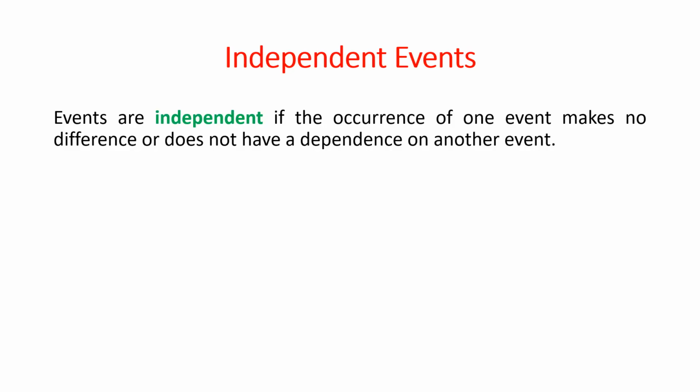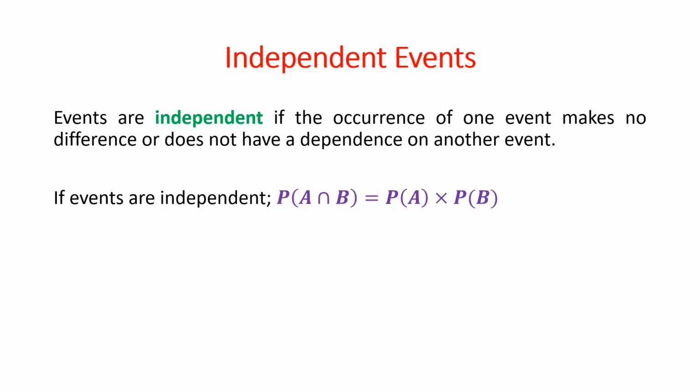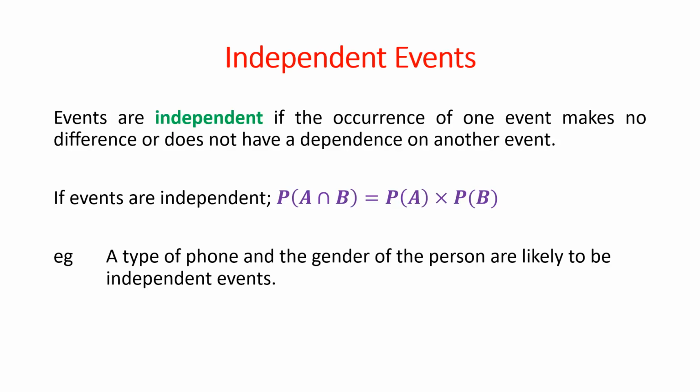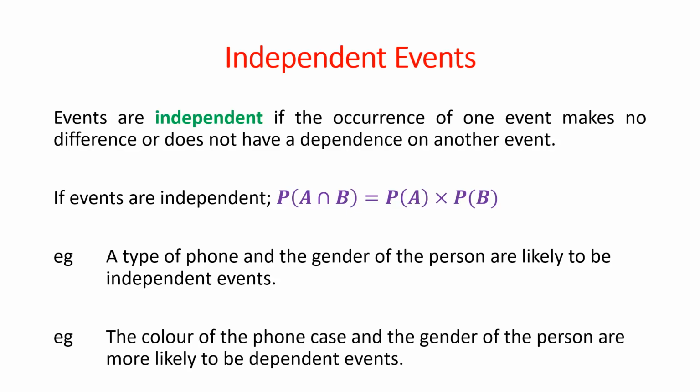Events are independent if the occurrence of one event makes no difference or does not have a dependence on another event. If events are independent, then the probability of A intersect B is equal to the probability of A times the probability of B. For example, a type of phone and the gender of a person are likely to be independent events. But the colour of the phone case and the gender of the person are possibly more likely to be dependent events.